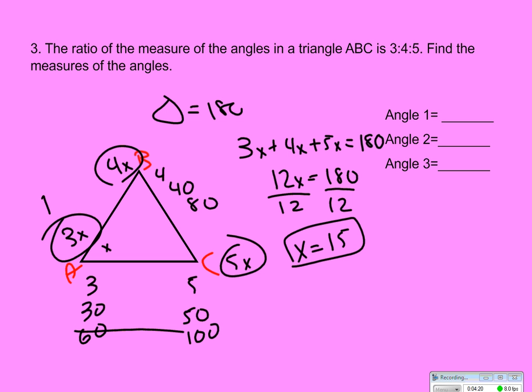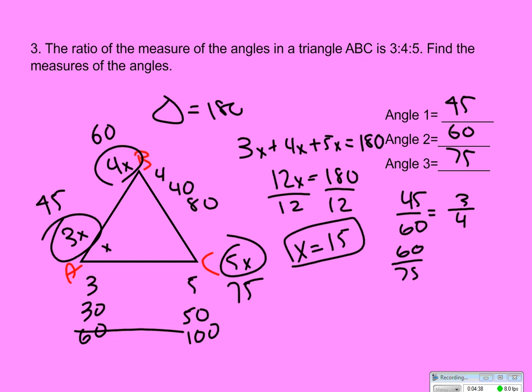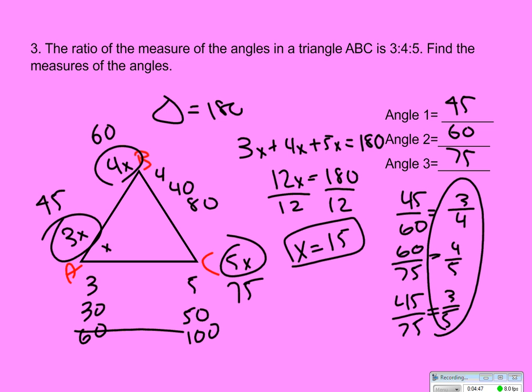So 3 times 15 will be 45. 4 times 15 will be 60. 5 times 15 will be 75. And that works. 45, 60, 75. Going back, if I simplify the ratio of 45 over 60, that gives me 3 over 4. 60 over 75 gives me 4 out of 5. 45 out of 75 is going to give me 3 out of 5. And that is the ratios that I started with.